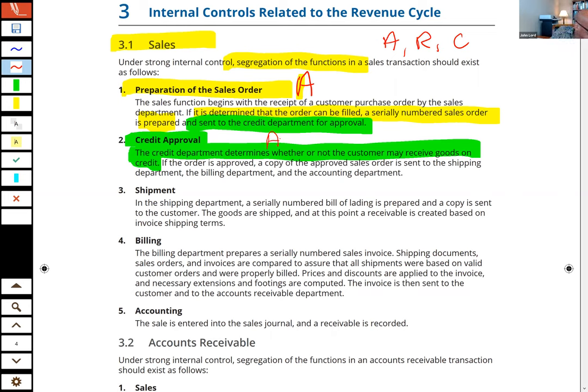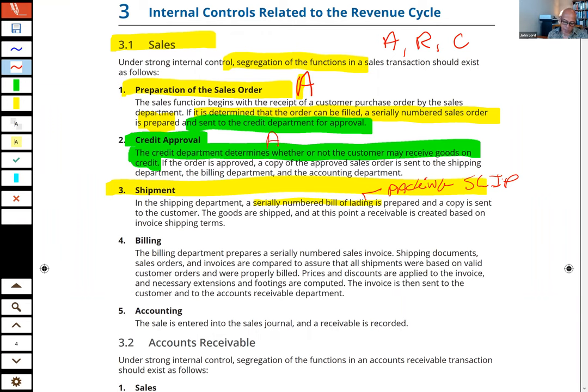Then we have a separate shipping department that will actually ship the goods, and there's a serially numbered bill of lading. Guys, don't trip on the term bill of lading. It is simply a packing slip. When you order something over the internet and they send you the item, they give you that little packing slip that details what's in there. That's all a bill of lading is.